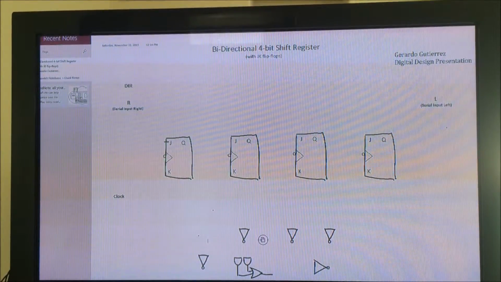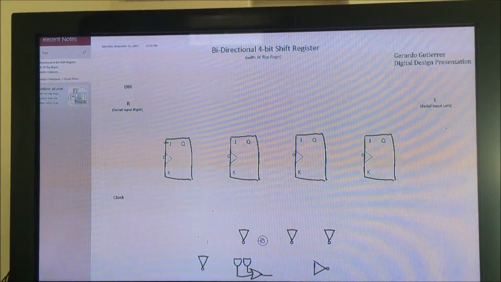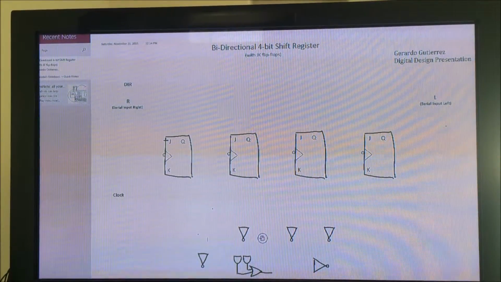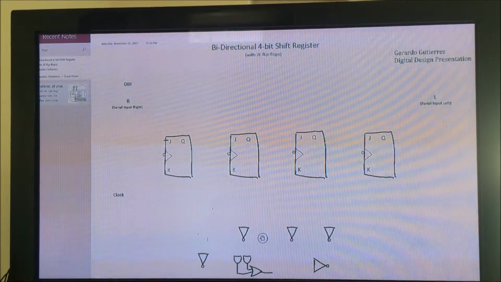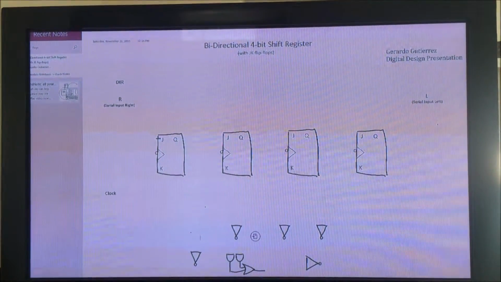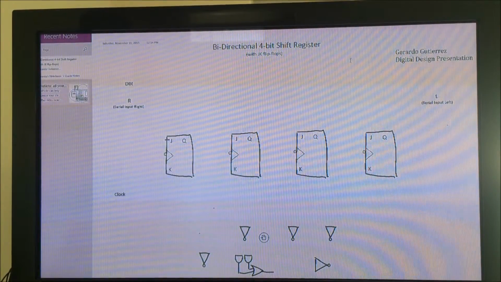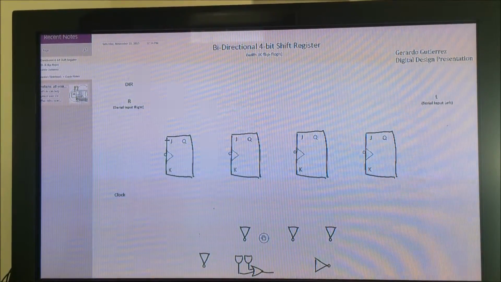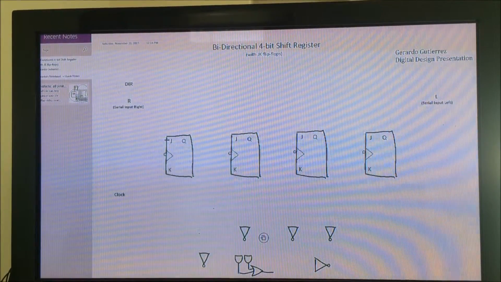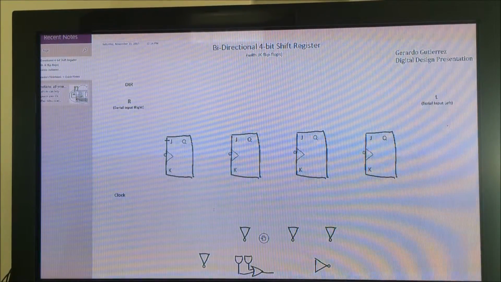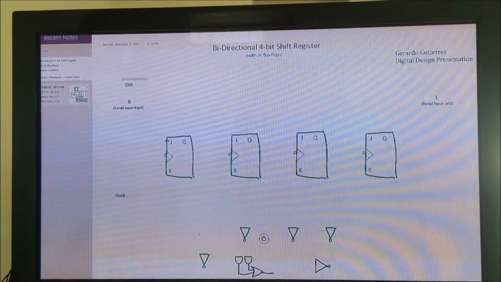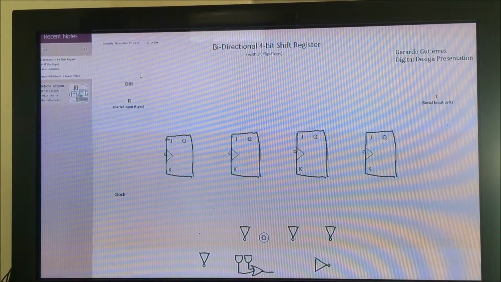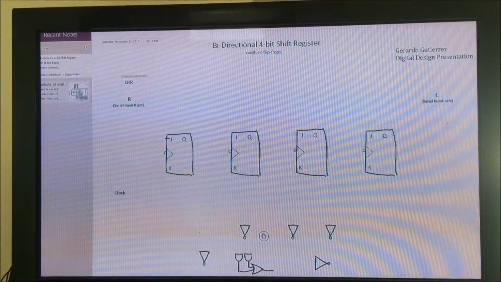This is my digital design presentation, and today we will be designing a bidirectional 4-bit shift register using JK flip-flops. It will take a logic input known as direct over here, and depending on the value of direct, if direct is 1, our register will shift right. If direct is 0, our register will shift left.